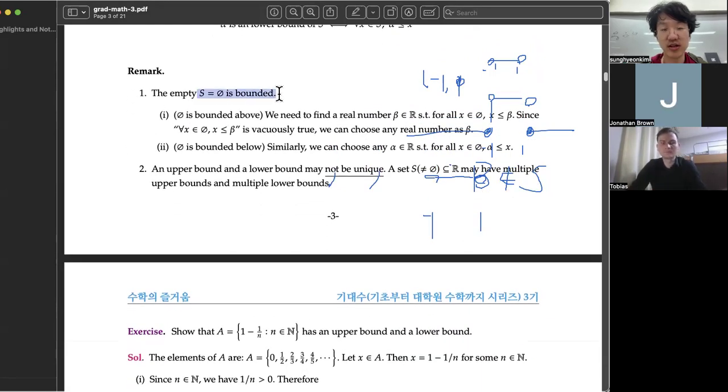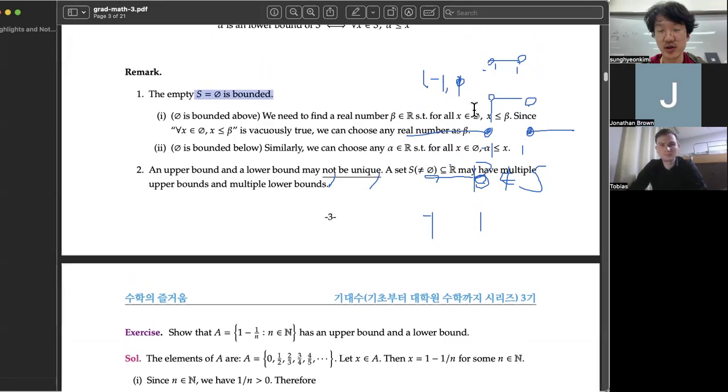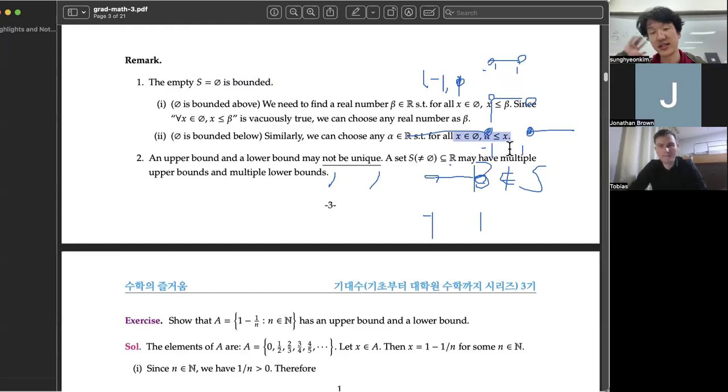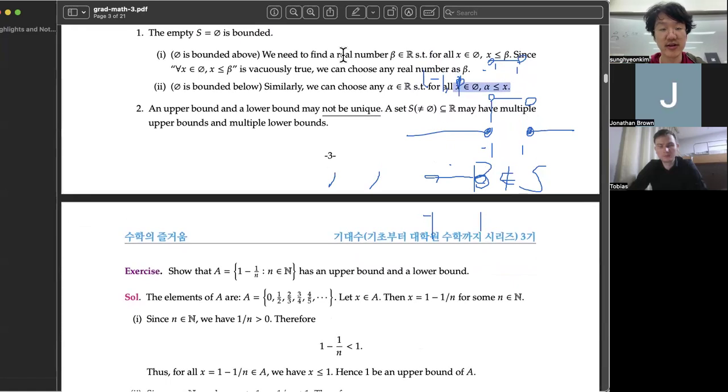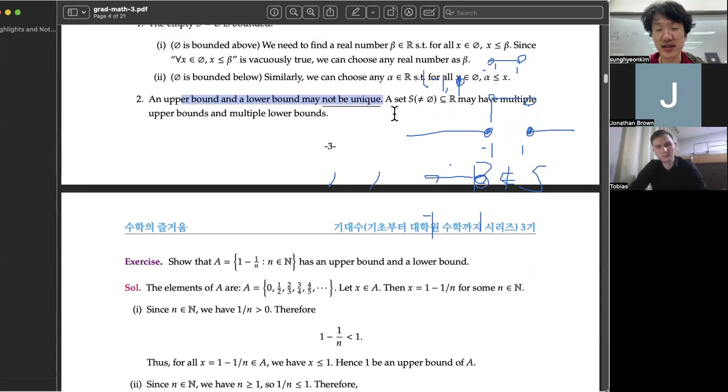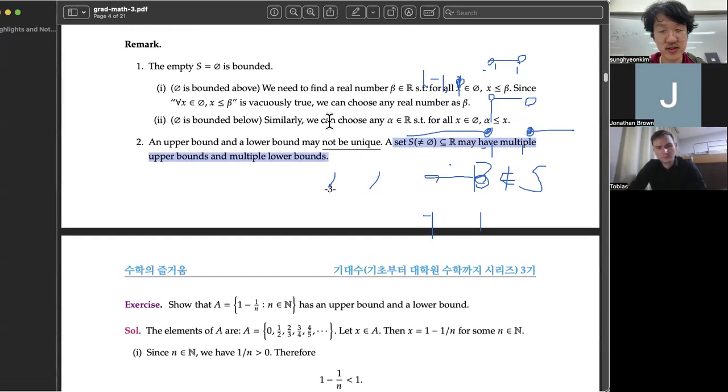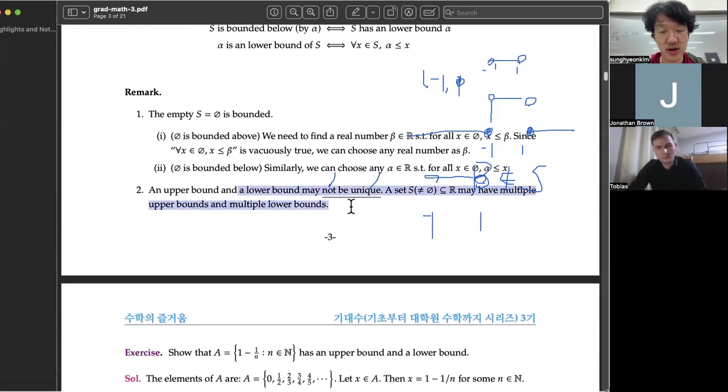The empty set is bounded because we can write it like this: beta is bigger than or the same as every x, and a is smaller than or the same as every x. Upper bound and lower bound may not be unique. In this case, we may have multiple upper bounds and multiple lower bounds. This is kind of interesting. What kind of example can exist? I think I should think about this.